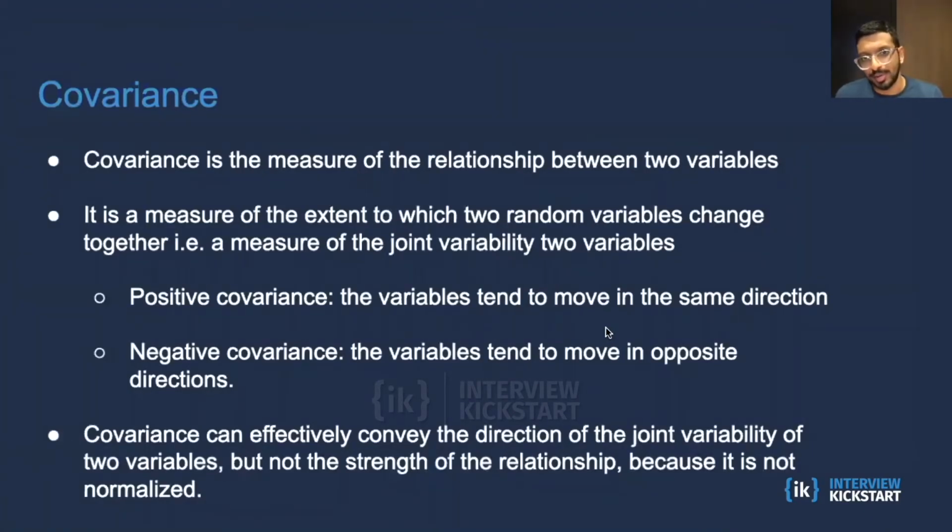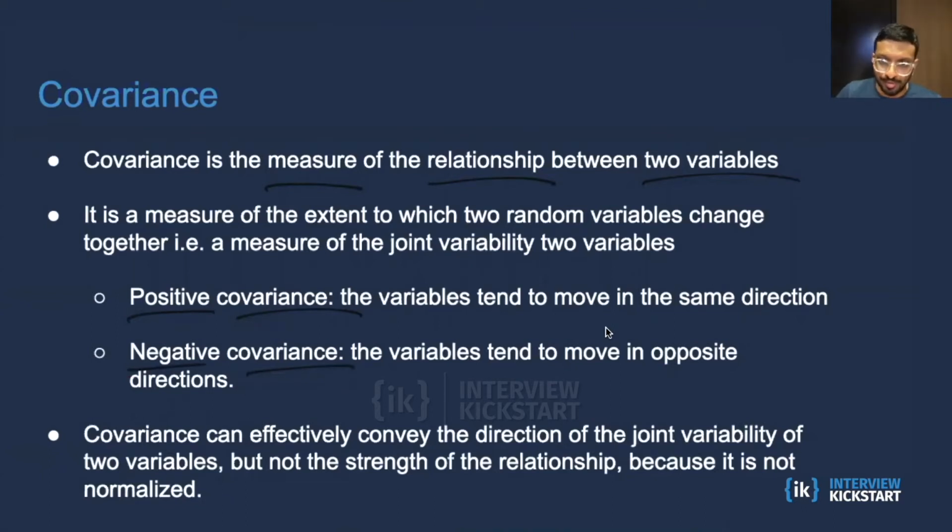It's basically the measure of the relationship between two variables. So you have a covariance that's typically defined between two specific variables. In other words, you can think of it as a measure of the joint variability of two variables. And if the covariance value is positive, that means that the variables tend to move together in the same direction. If the covariance is negative, that means that they tend to move in opposite directions.